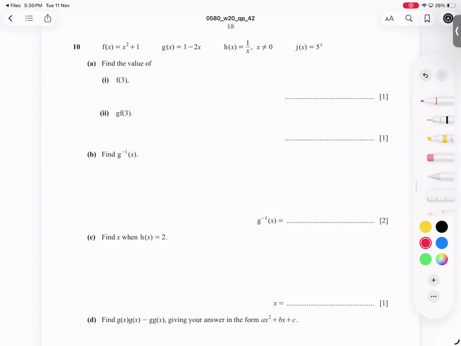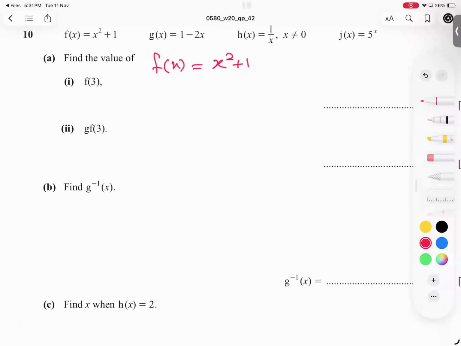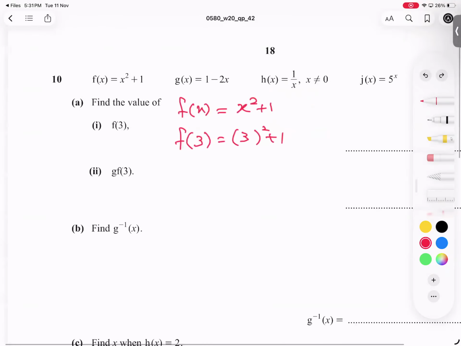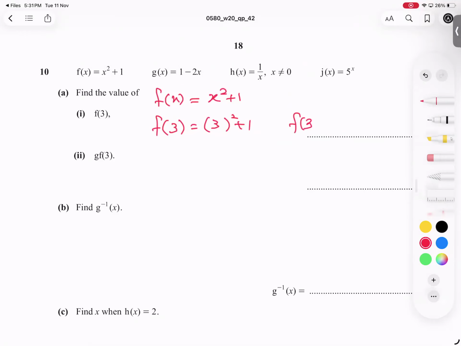Have a look here. In the first part, we are asked to find f of 3. So how can we do f of 3? The best way is to copy the function f of x, which is x squared plus 1. After copying, you replace every x with an empty space, and this 3 will go in those spaces. 3 squared is 9, and 9 plus 1 gives us 10. So Alhamdulillah, f of 3 is equal to 10. We have done the first part.